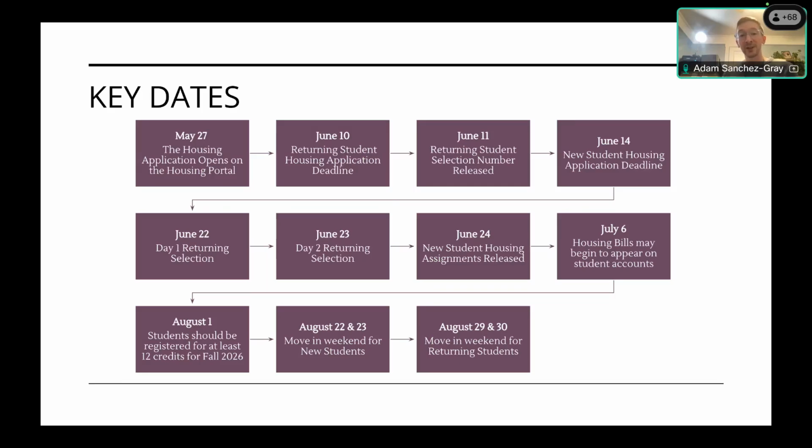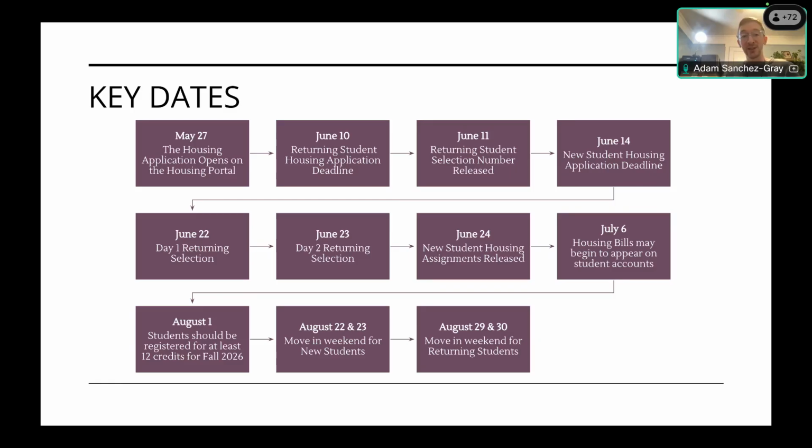June 10th is our returning student housing application deadline. So if you're a returning student, June 10 is your deadline to get everything in for us. And then on the 11th, we will release your selection numbers and your selection time spot, so you'll know what day and time you're picking your room. On the 14th is our new student deadline. So you get a couple extra days to get your materials in. And then we have about a week where we pause everything and we do some behind the scenes work. And then June 22nd is when we really start to ramp up.